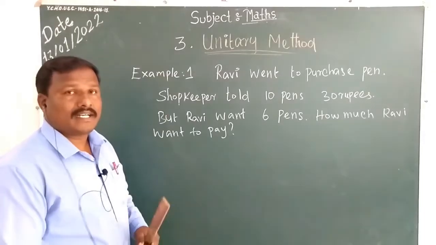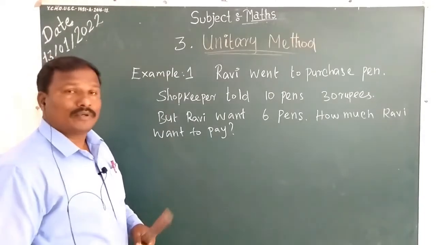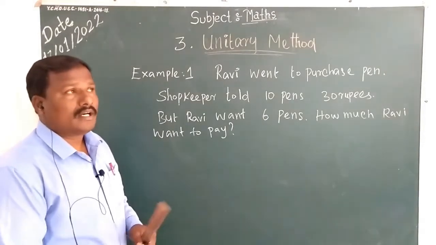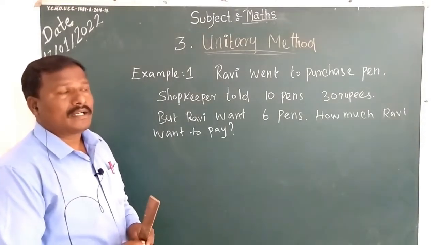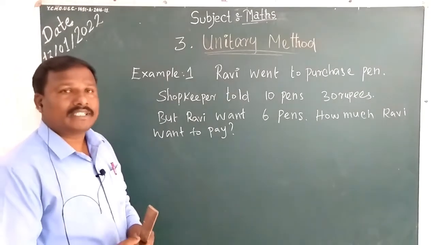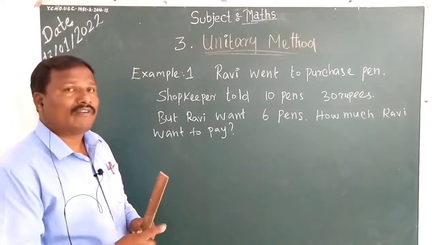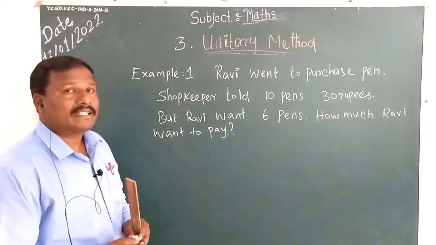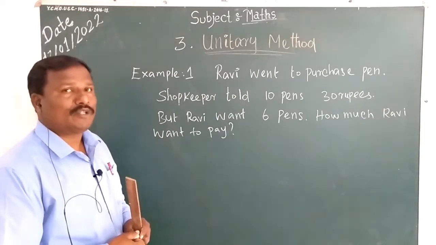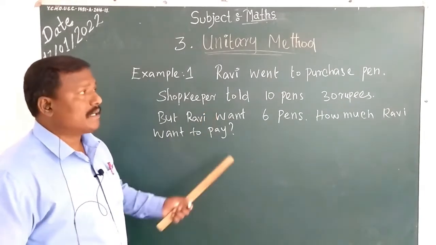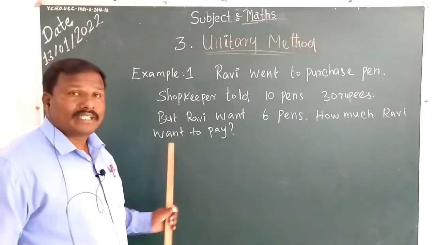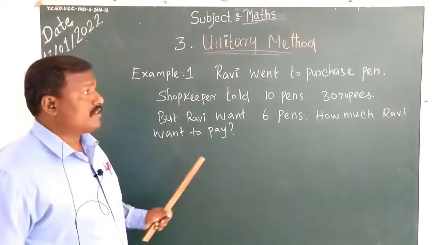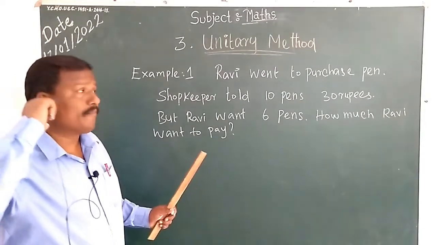Okay students, let me show you example 1. I told you what the unitary method is. Using the division method, you have to find the value of one thing. Using the multiplication method, you have to find the value of more than one thing. So in this example, we have to use two methods: division, then after that multiplication. First, understand the situation.